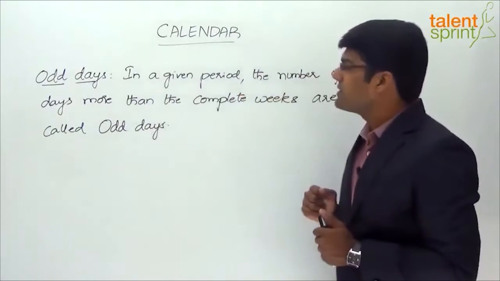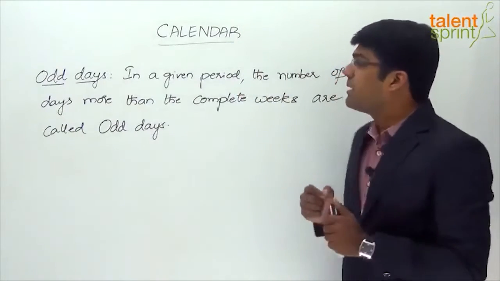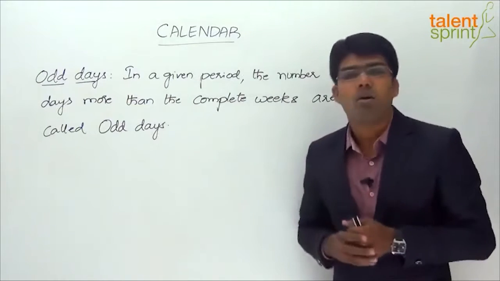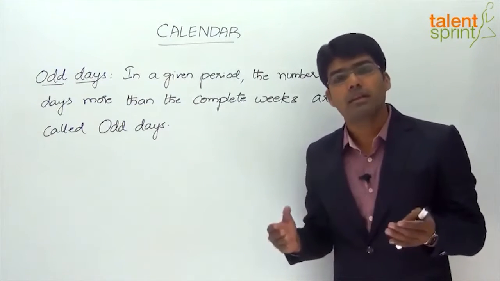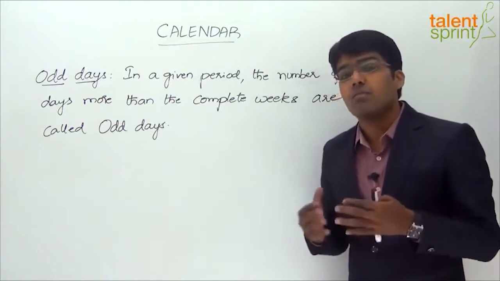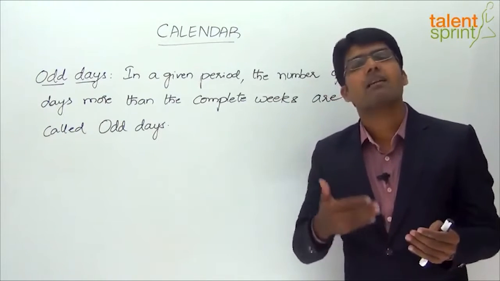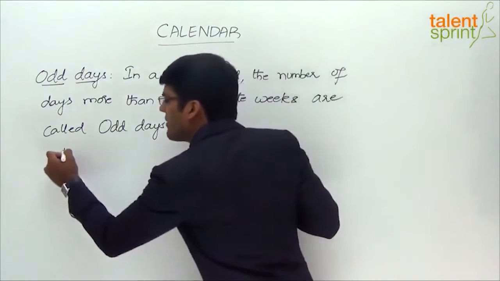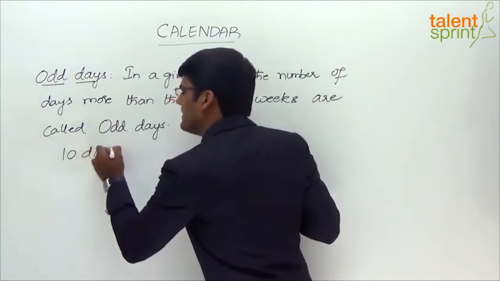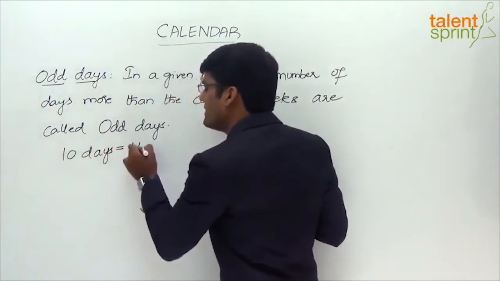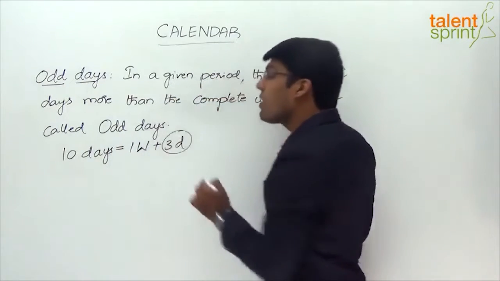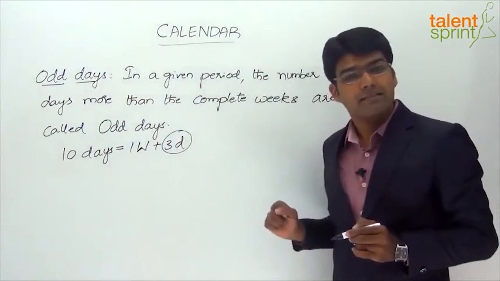As per the definition, in a given period, the number of days more than the complete weeks are called odd days. So in any given period, the number of days which are more than the complete weeks are referred to as odd number of days. For example, let's say a period of 10 days. 10 days is equivalent to 1 week plus 3 days. So we can say there are 3 odd days in a period of 10 days, right?